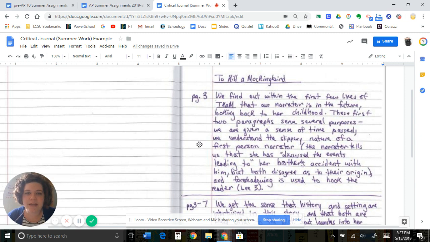So I wrote, we find out within the first few lines of To Kill a Mockingbird that our narrator is in the future looking back to her childhood. These first two paragraphs serve several purposes. We are given a sense of time that's passed. We understand the slippery nature of a first-person narrator. The narrator tells us that she has, and I have in quotes, "discussed the events leading to her brother's accident with him, but both disagree as to their origin," and foreshadowing is used to hook the reader.